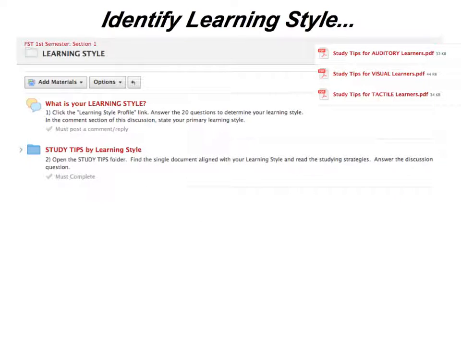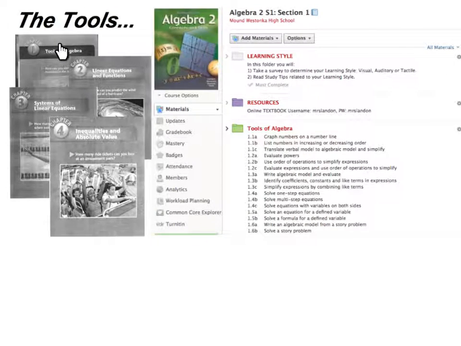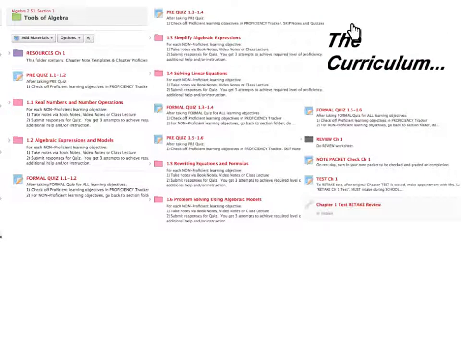At the beginning of the course, students will identify their learning style to help them better learn. They'll be designated either auditory, visual, or tactile. At the beginning of every chapter, students will be given a packet, which includes the blank note template and all of the homework for the chapter. They will then reference the Schoology website, in which they will use the resources here to do the majority of their learning. The curriculum for every chapter is set up in a very similar fashion.